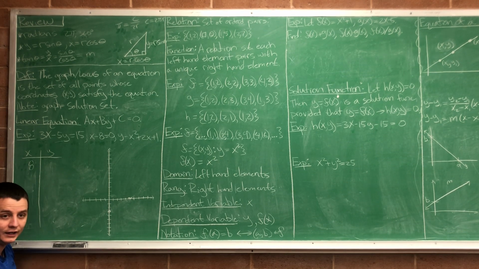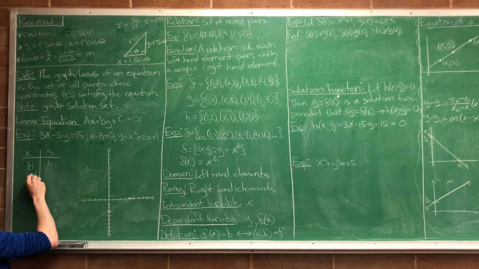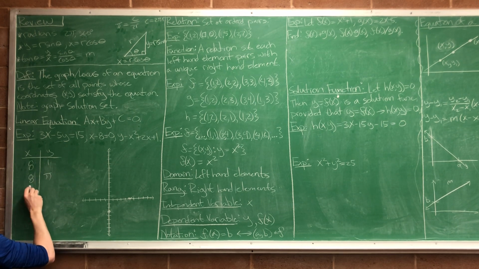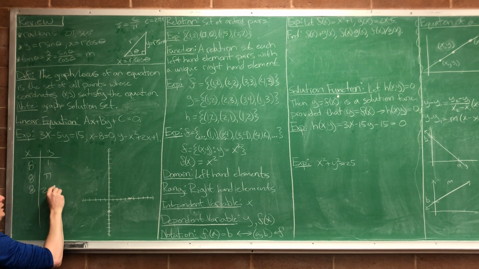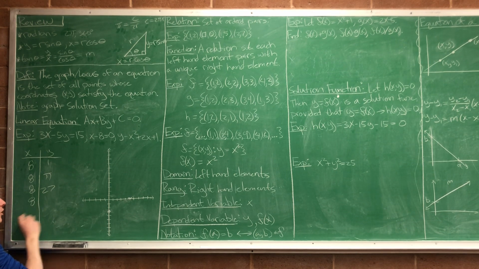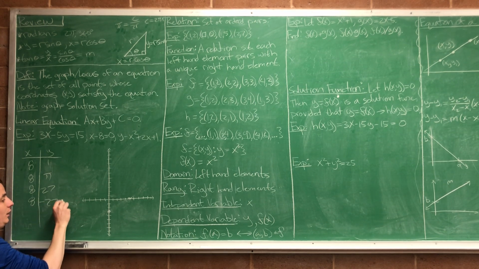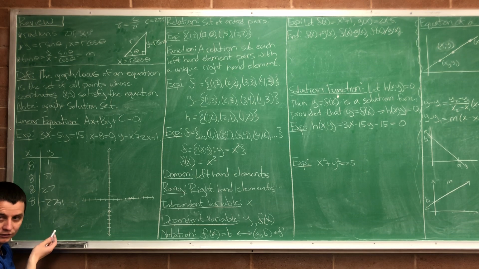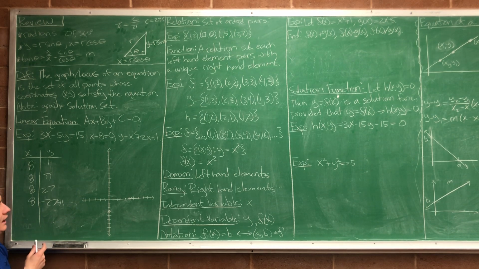Any number. Anything. We can have x is 8, y is 1. We can have x is 8, y is pi. We can have x is 8, y is 27. We can have x is 8, y is negative 2,741. All we care about is x is 8.